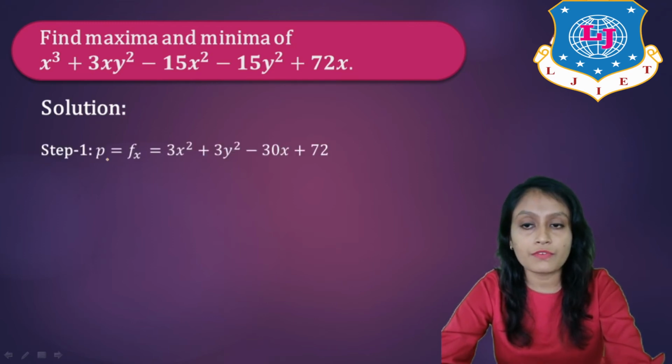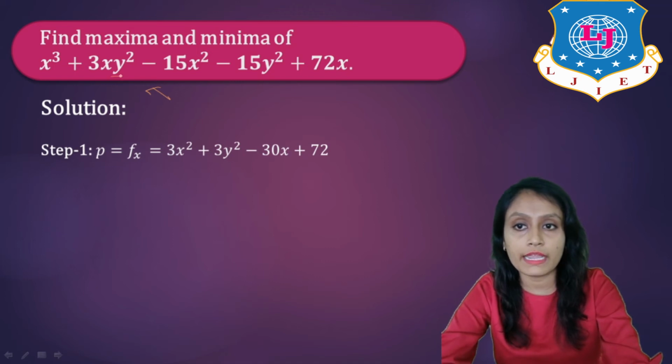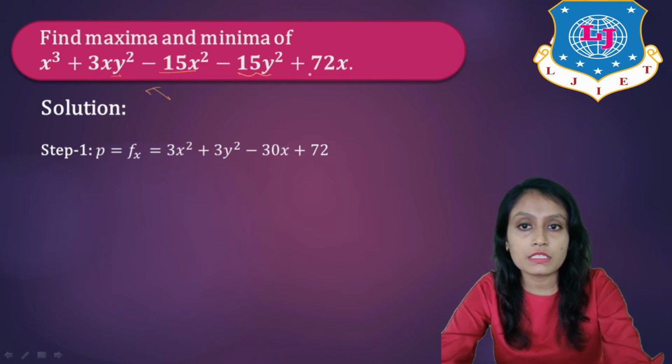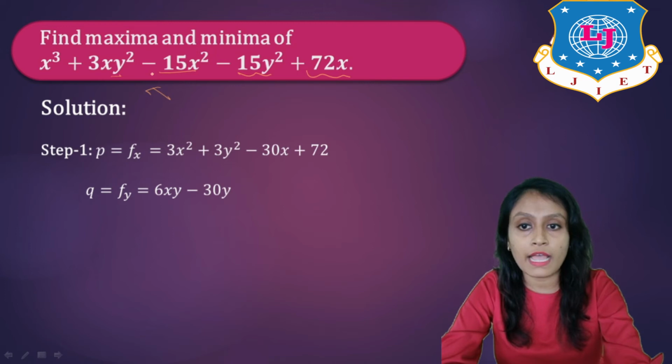So the first step is to find p, that is fx. So differentiate this function with respect to x. You will get 3x square plus, from this you will get 3y square, from this you will get minus 30x. This term is 0, and from this you will get 72. Next we will find q, that is fy. So differentiate this function with respect to y, keeping x constant. This term is 0, and from this you will get 6xy. This term is 0, from here you will get minus 30y.